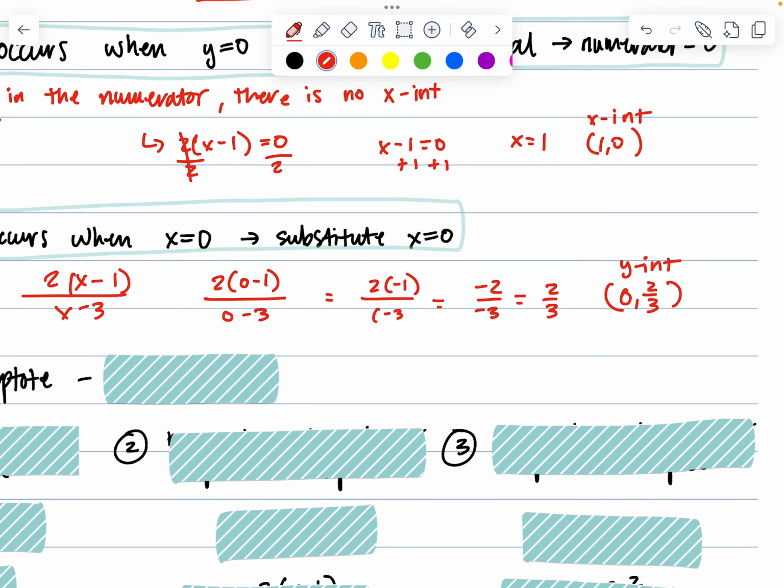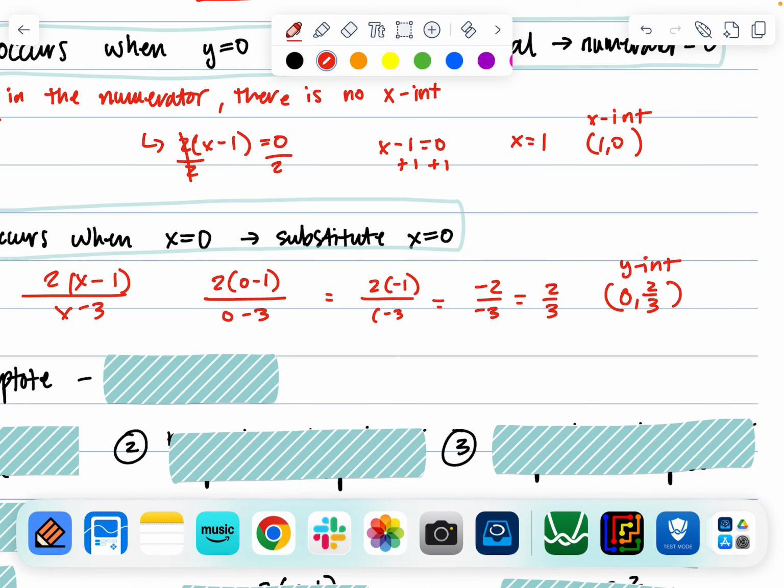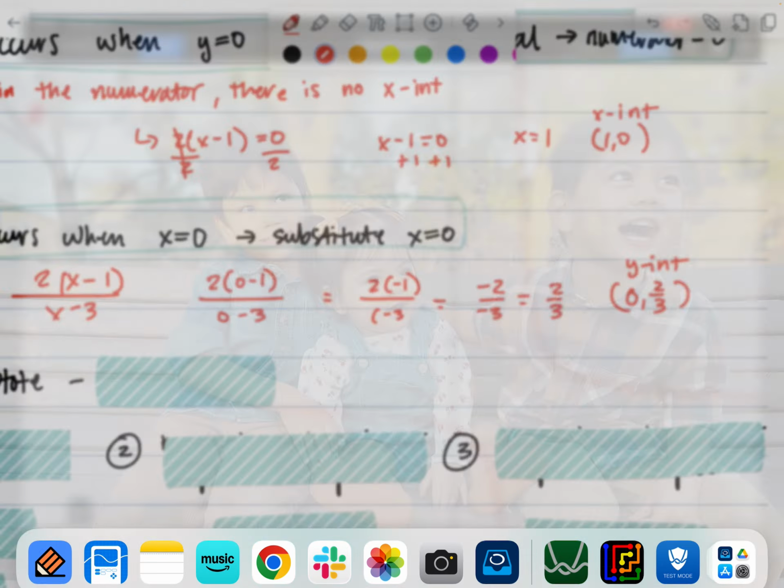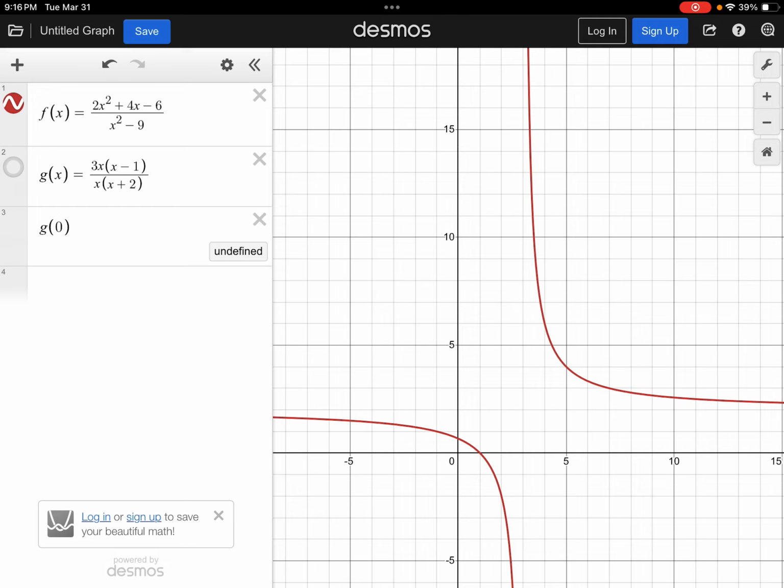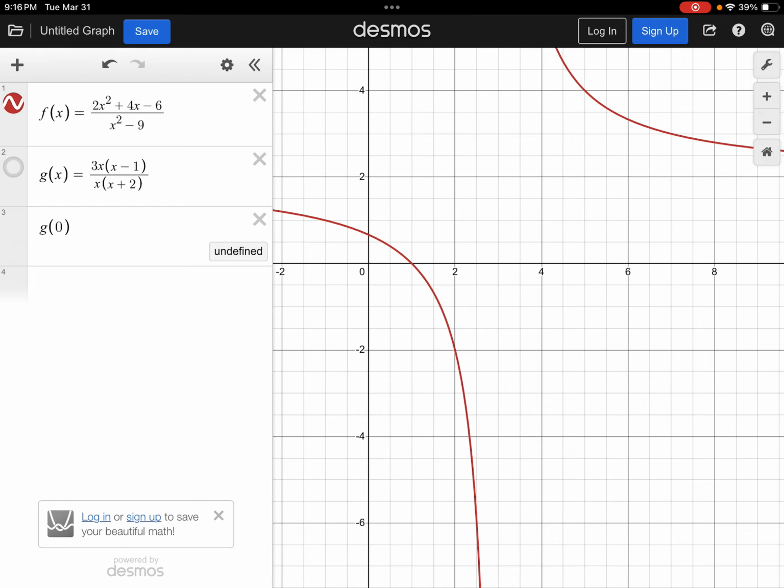And we're going to look for these two points on our graph: (1, 0) and (0, 2/3). Looking at our graph, we could see our x-intercept at (1, 0) right there.